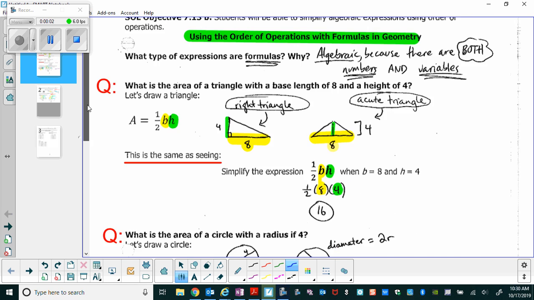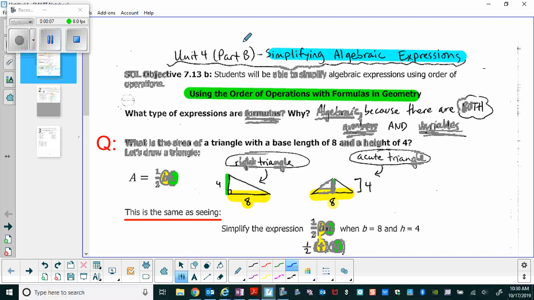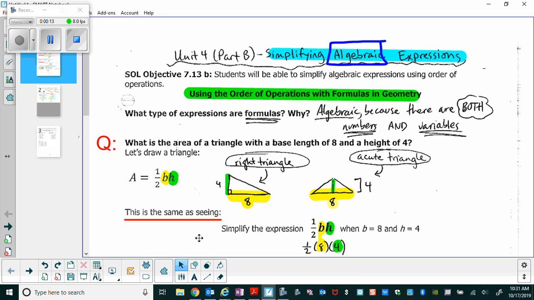So this is a video to go along with page 7 in your notes right now. And at the top, you can see that we're going to now be moving from numerical expressions to algebraic expressions. What that means is we're basically going to be dealing with variables now at this point. Now we're going to be using the order of operations with certain formulas that you might have seen so far in some of your geometry units.